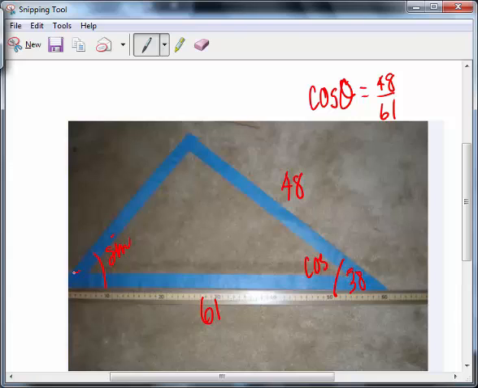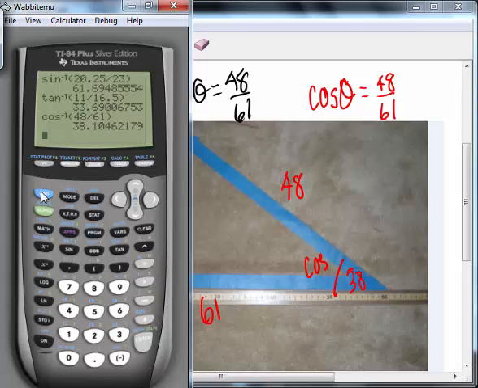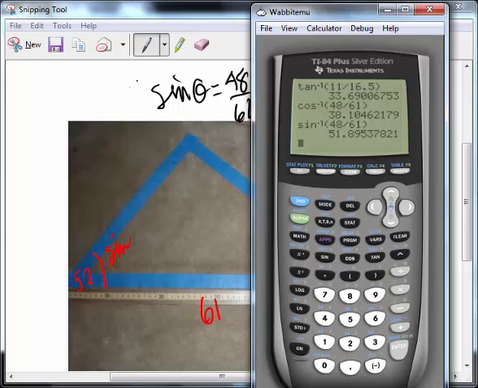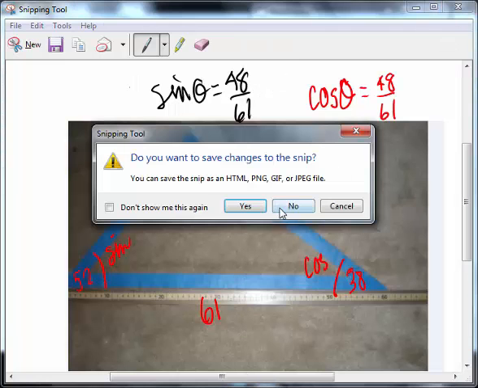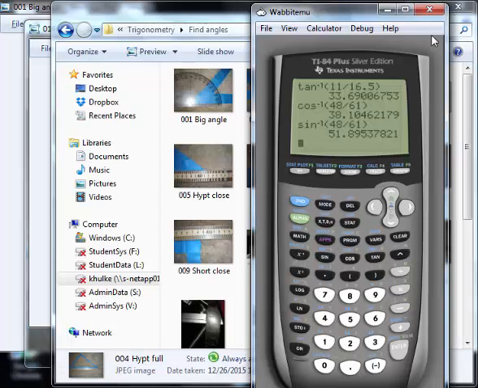this angle over here is 52, and we can find that using the sine of our angle. Sine of theta is opposite 48 over hypotenuse 61. So second function sine, and it's the same measurements, 48 divided by 61, and we get 52 degrees, which is what we said by doing it the other way. Okay, I think that takes care of the ones.